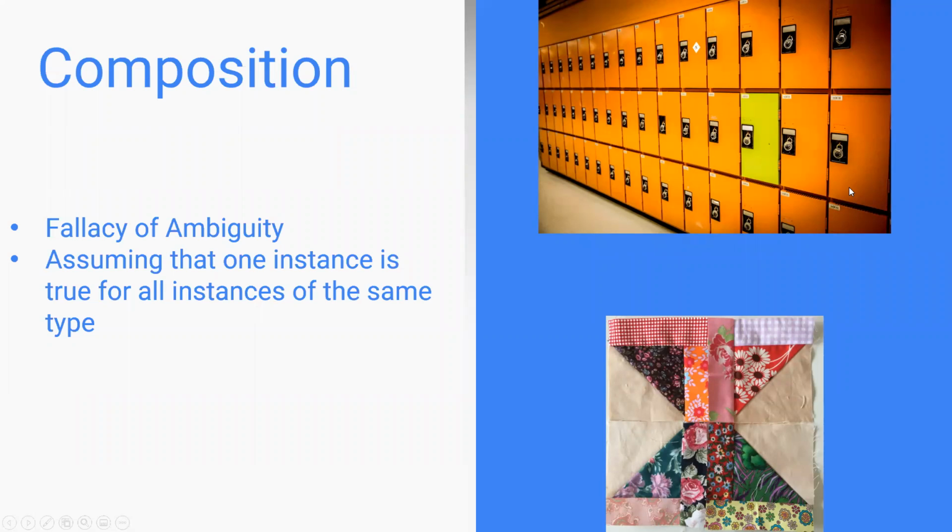So the first fallacy that I'm going to be talking about is composition, and this is a fallacy of ambiguity. This is assuming that one instance is true for all instances of the same type. The example that I would like to bring up is Bob. Bob is a model, and models are good looking. So all models must be good looking.